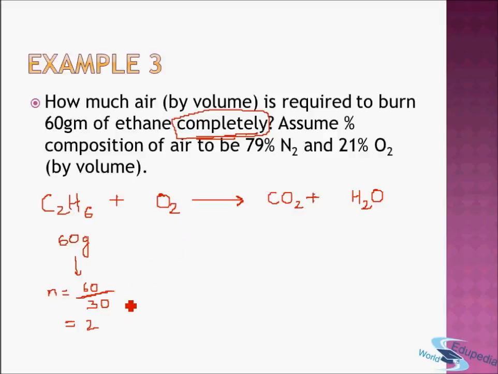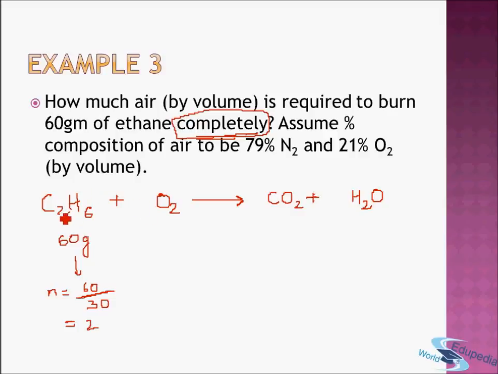I know the relation, that is the stoichiometric law. What is the law? 2 divided by the stoichiometric coefficient of ethane is equal to moles of oxygen divided by the stoichiometric coefficient of oxygen. So first we need to calculate the stoichiometric coefficients. For that, I need to balance the reaction. So how do I balance the reaction?